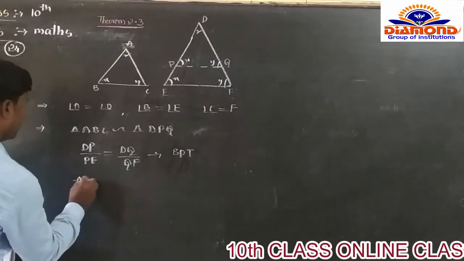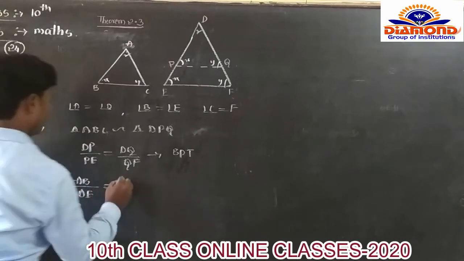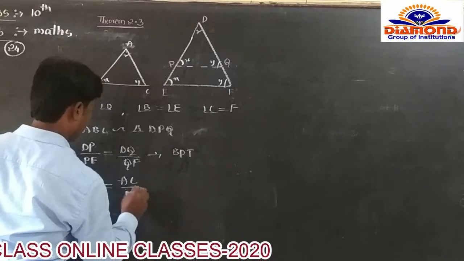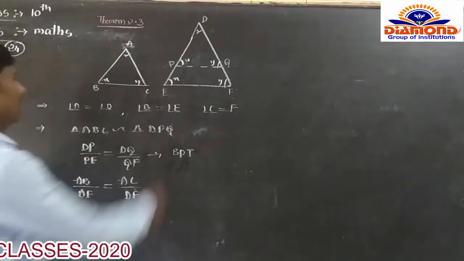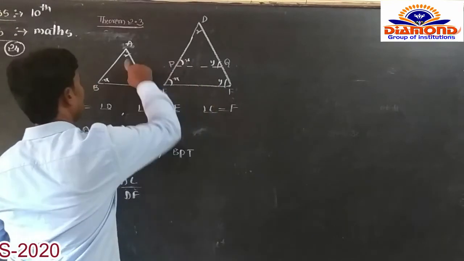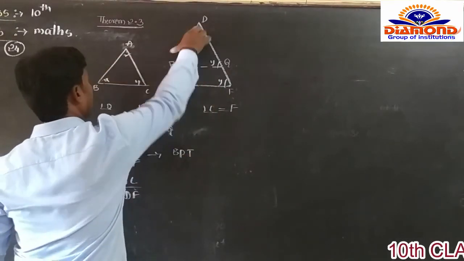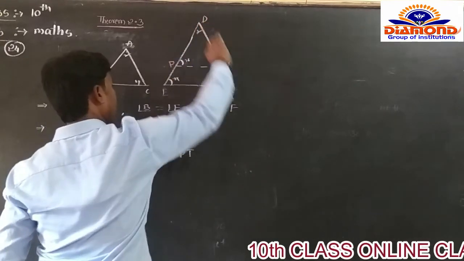So AB by DE is equal to AC by DF. So already these are similar. Similar means corresponding angles are equal. This one is equal to this one. A is big, how much is it? It is this much. A is similar, it is this much.